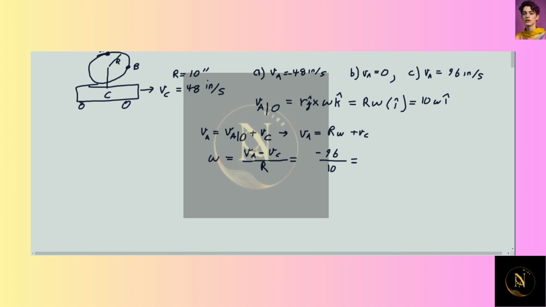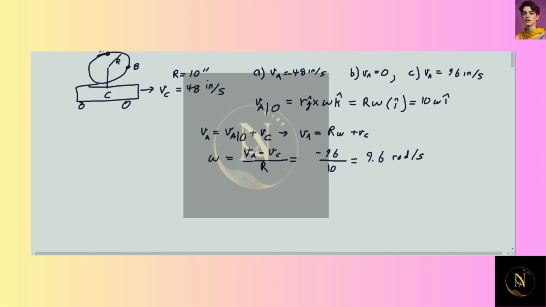So this should give us an angular velocity of 9.6 radians per second. Then they want the angular speed of the wheel.